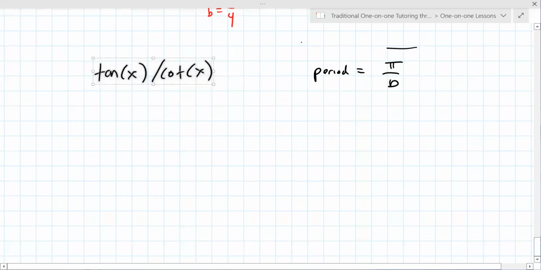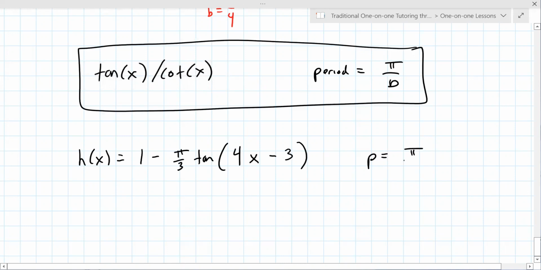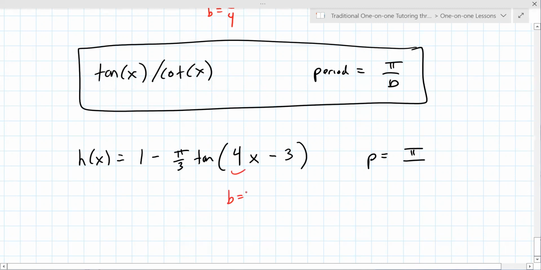Okay. So again, you know, you would get something horrible. H of x equals 1 minus pi over 3 tangent of (4x minus 3), like that. And the period is pi divided by b. What is the b value? Oh, 4. B is 4. So there's your period. It's pi divided by 4.